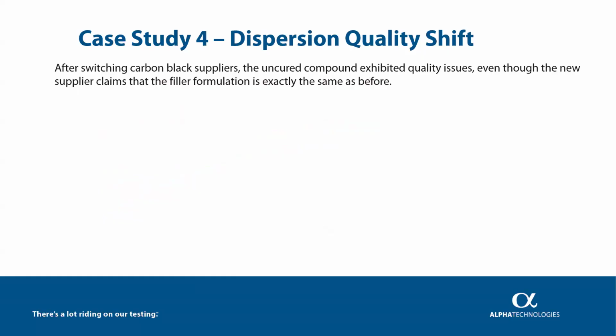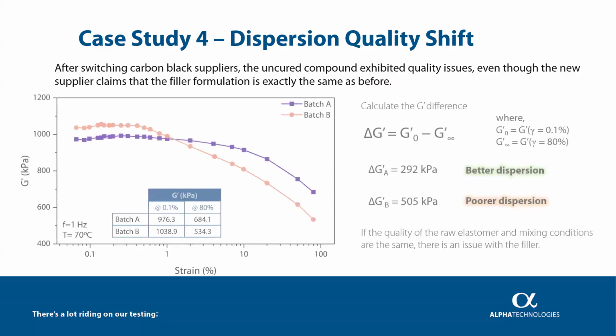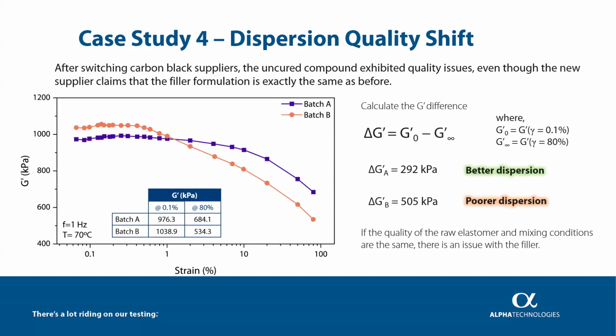In case study 4, the customer began experiencing quality issues and a higher scrap rate after switching carbon black suppliers. Interestingly, the new supplier claimed that the filler formulation was identical to the previous one. To identify and troubleshoot the issue, we conducted a strain sweep test. The results revealed a clear difference between batch A, which used the original carbon black, and batch B, which used the material from the new supplier.